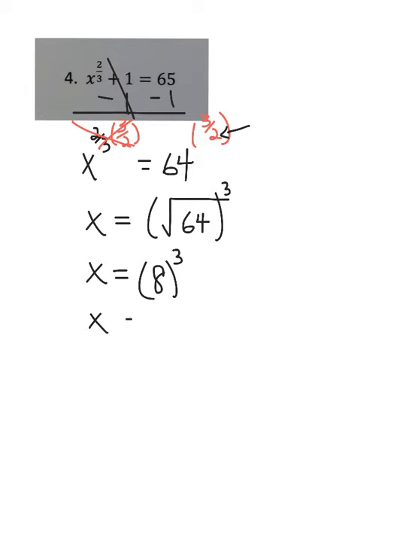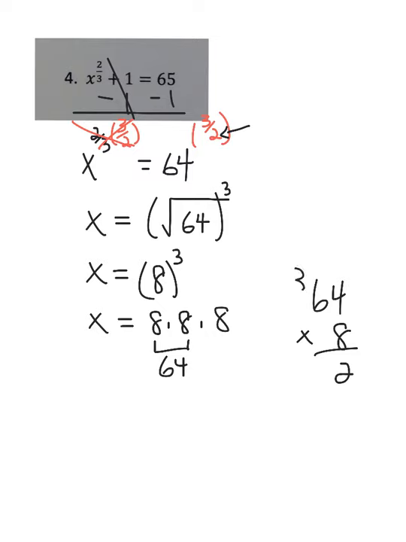All right, well, we got to do this by hand, so this is really 8 times 8 times 8, and we know that this is 64. So then we just do 64 times 8, and 512, right? So final answer, x equals 512.